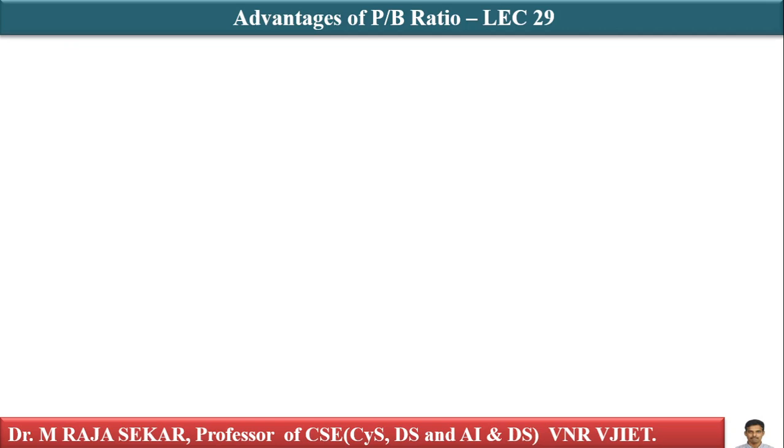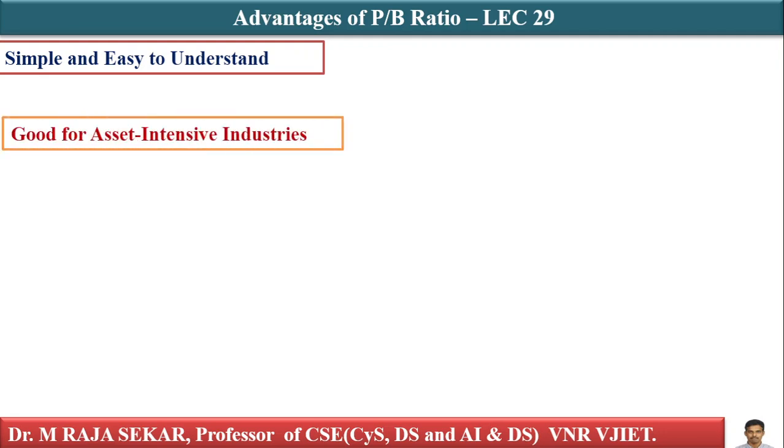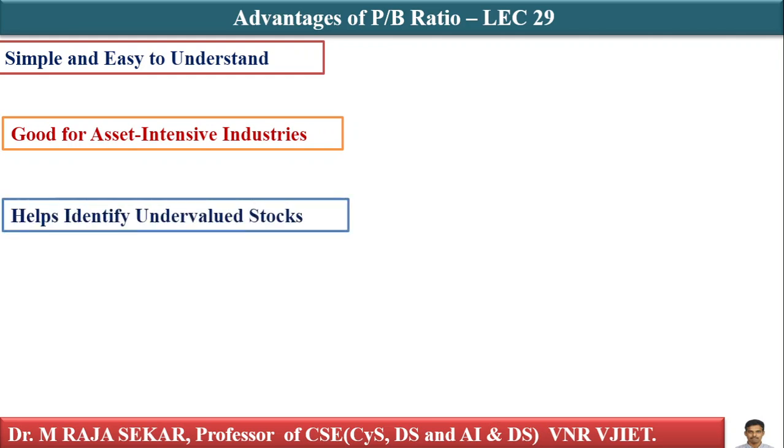What are the advantages of P by B ratio? First advantage is simple and easy to understand. The P by B ratio is straightforward to calculate and interpret. It is good for asset intensive industries. It is particularly useful for evaluating companies in asset heavy industries such as manufacturing, real estate, and financials. It helps to identify undervalued stocks. A low P by B ratio may indicate that a stock is undervalued relative to its net assets.